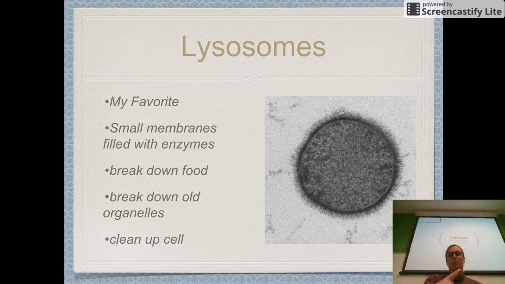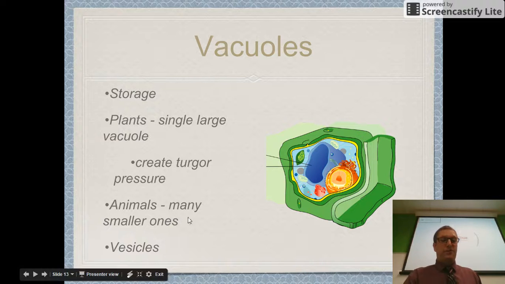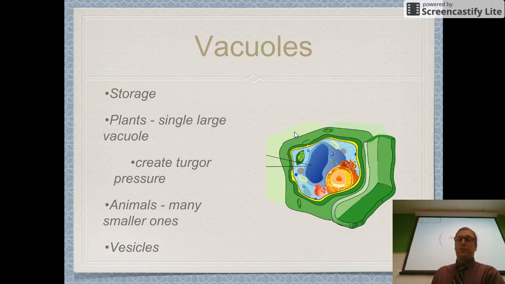Classic example of this is a tadpole's tail. How it gets reabsorbed into the body is through this process with the lysosomes. So lysosomes are awesome. Then we have a vacuole. A vacuole is just a large sac to store stuff most of the time. A vacuole is in plants. Animals have many smaller ones called vesicles, but plants have a giant one which stores water.